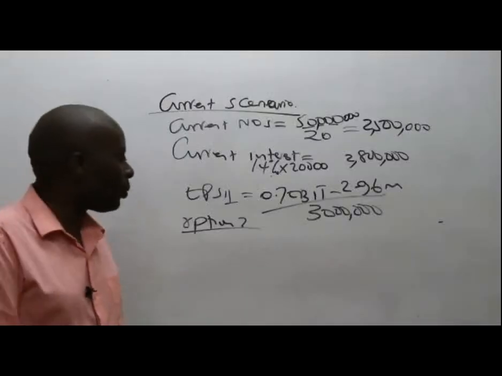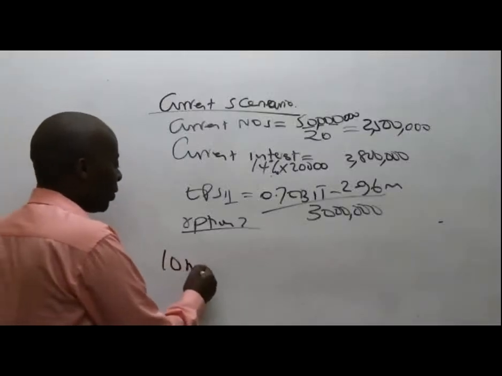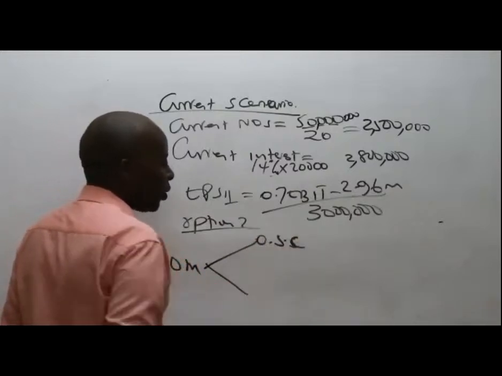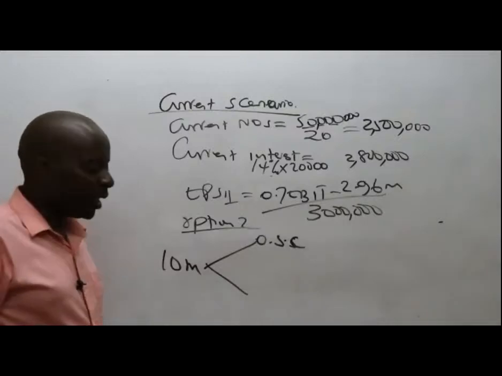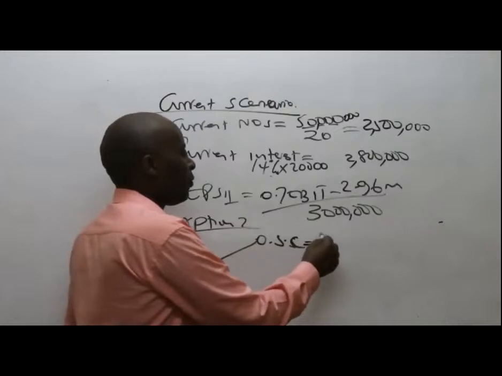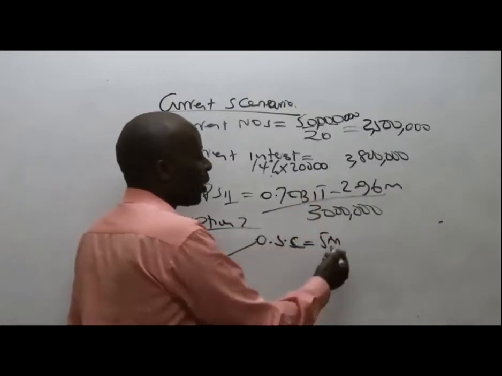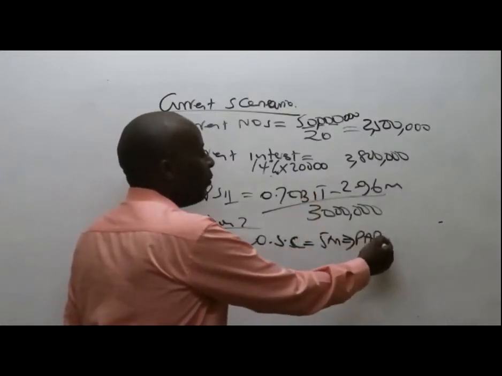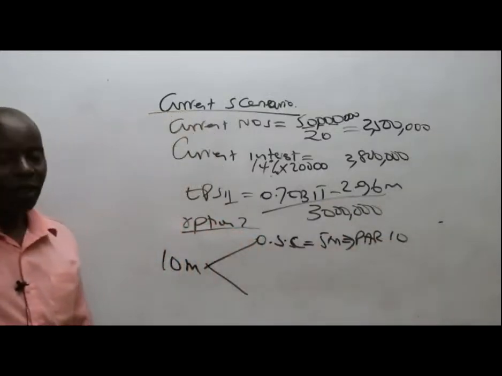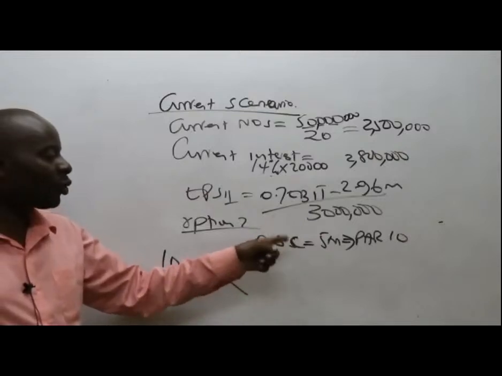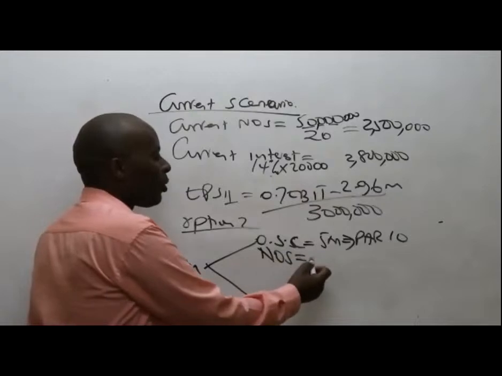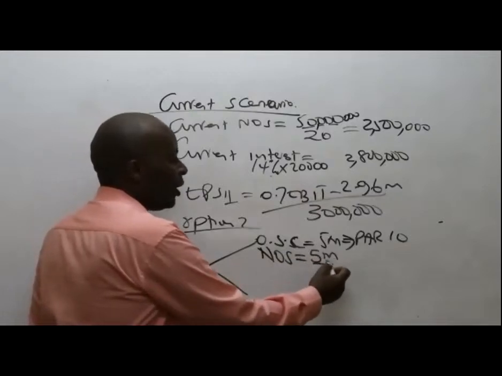So what are they telling us? At option 2, we have 10 million here to raise, a half. This half goes to the ordinary shares. So half means 5 million, and then they have given us the par value. Par is 10. So in this 5 million share capital to be raised, I'll be interested in getting the number of ordinary shares. So the number of ordinary shares here will be 5 million divided by 10.